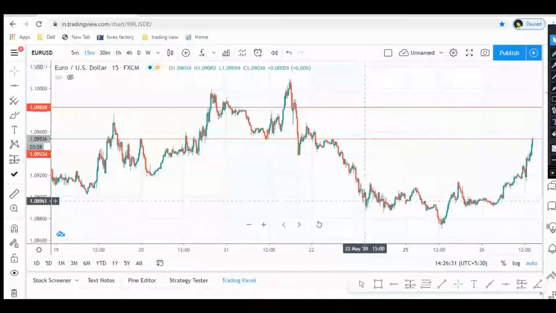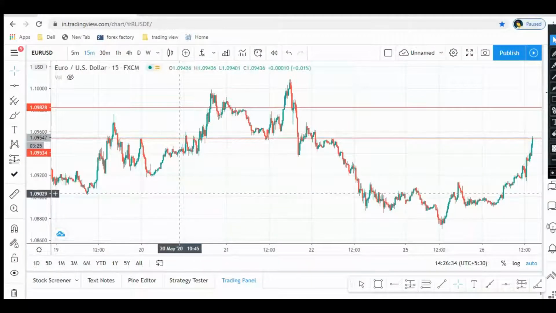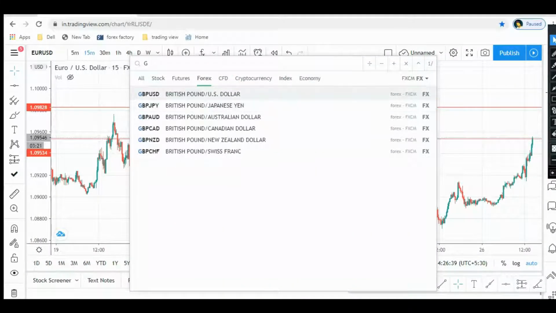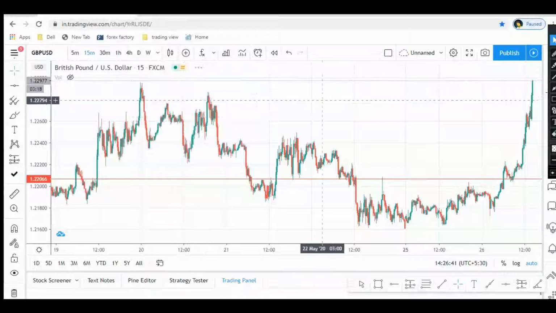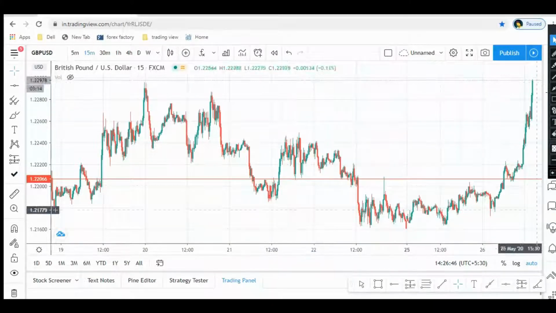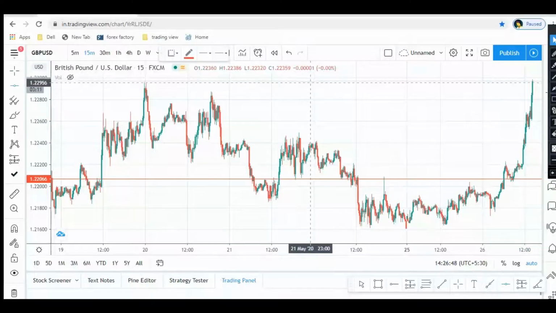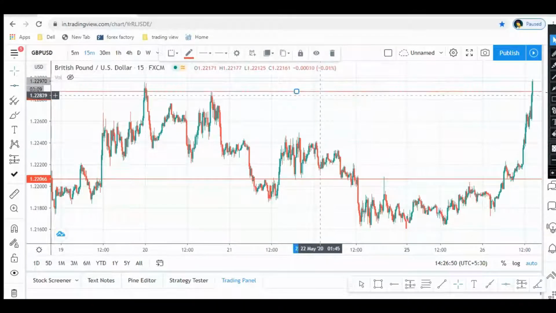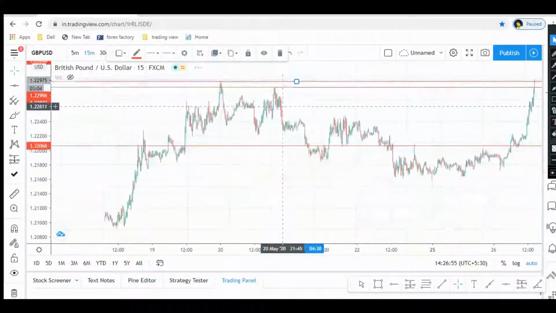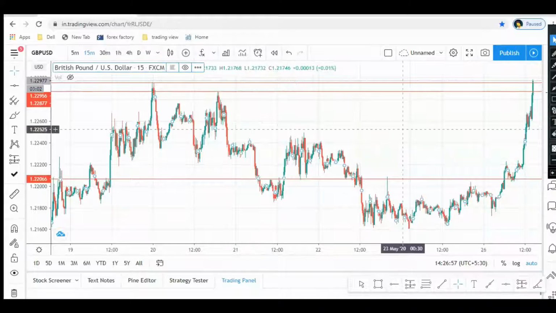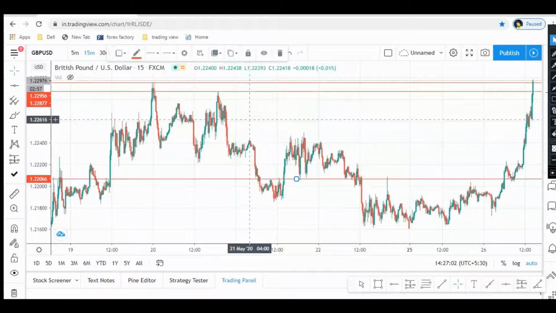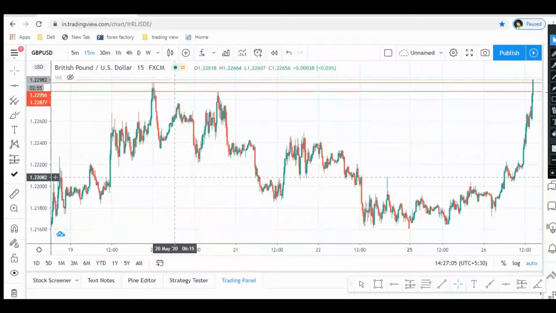So let's go to TradingView. Let's find another pair, GBP/USD. Alright, as you can see, price is near this resistance zone. Which one is this, and another one is this, and price is right now ranging at this place. Let's go back and find out how strong this resistance area is.